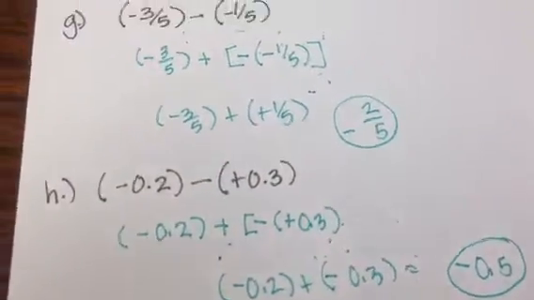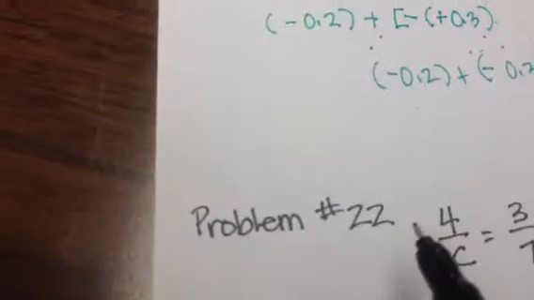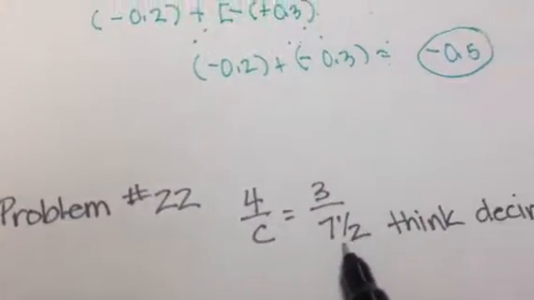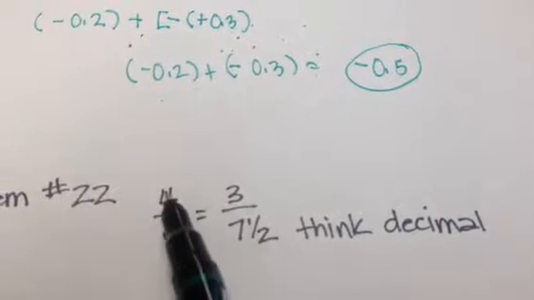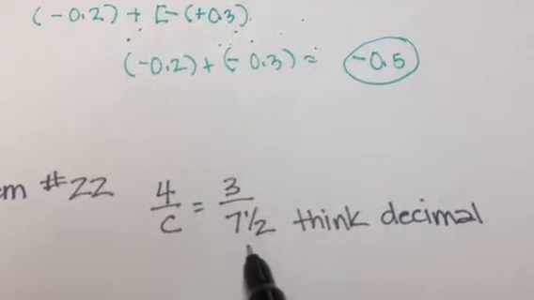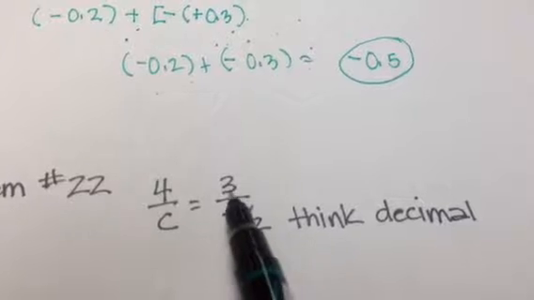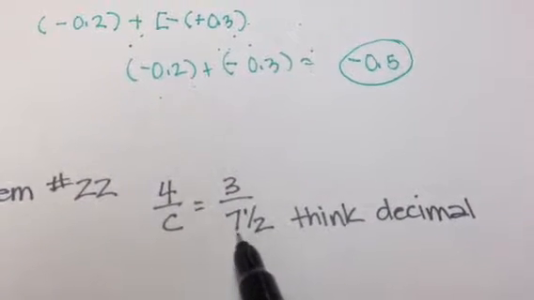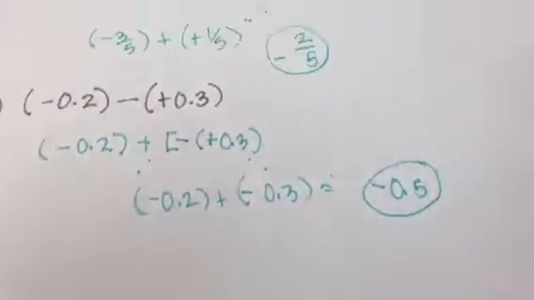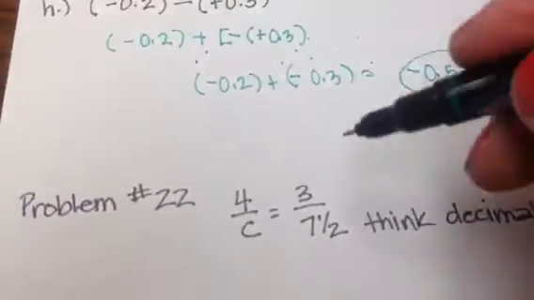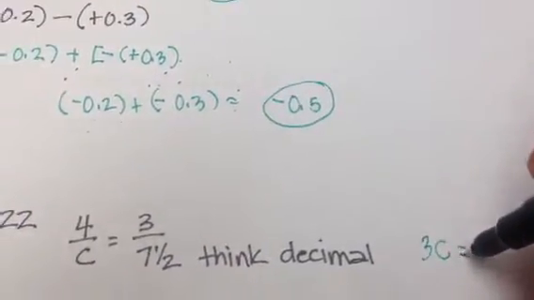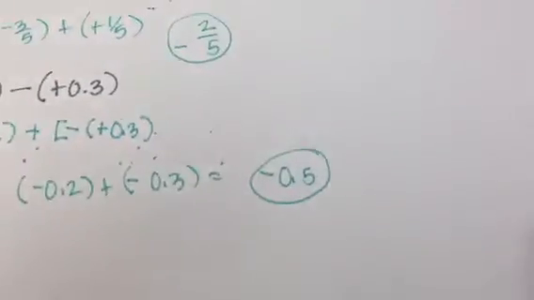Ta-da! Easy peasy. Now, problem 22 that you're going to be doing, I don't want you to get confused because we have 4 over c equals 3 over 7.5. What? I have a compound fraction here. So just think of this as a decimal. That would be 7.5. So what would that be? You would have 3c equals, and what is 4 times 7.5?